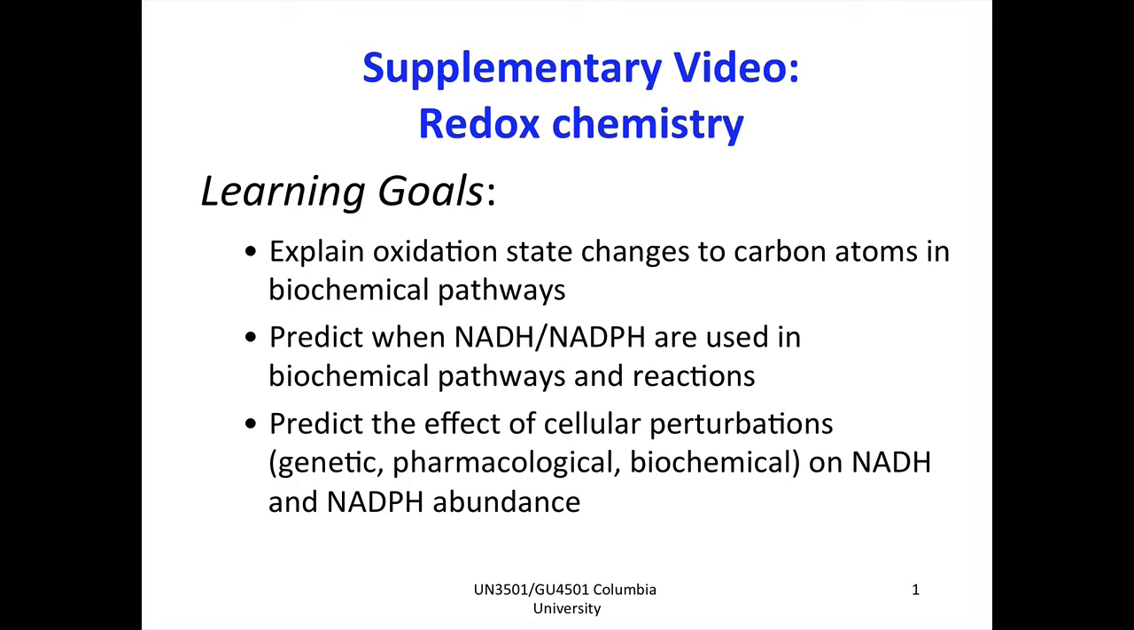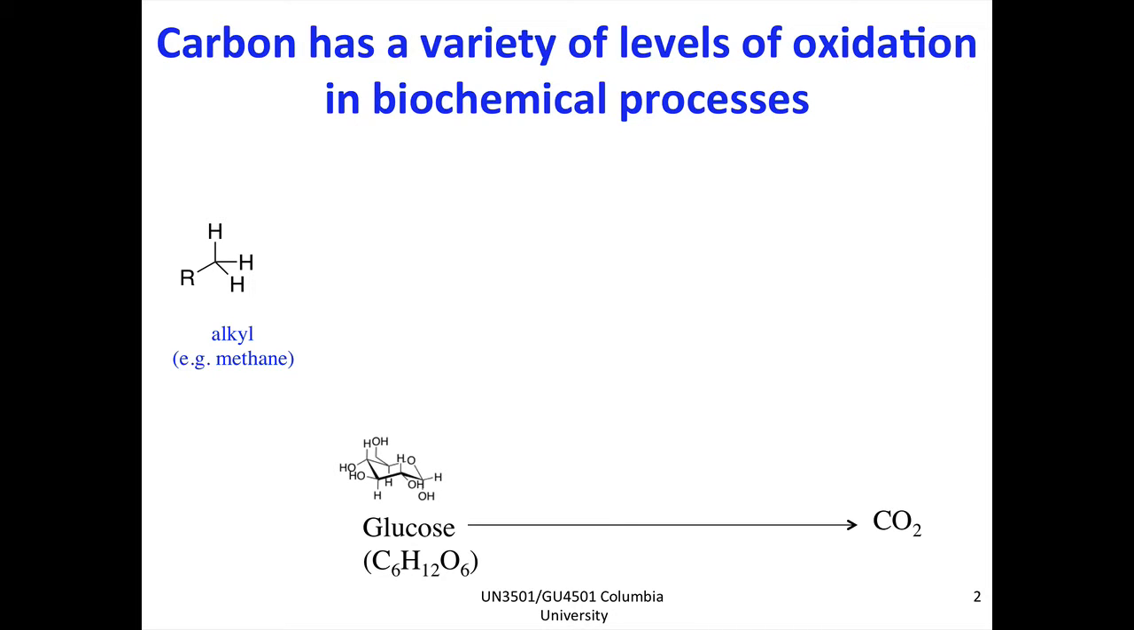Okay, we're going to try to get through all that relatively quickly. So let's start with carbon. Carbon has a variety of oxidation states in biochemistry and biochemical pathways. So when we talk about oxidation states with carbon, we're talking about how many electrons are formally assigned to the carbon. So here's a carbon atom at the center of these bonds.